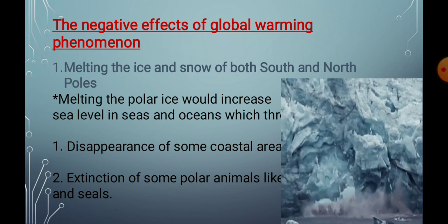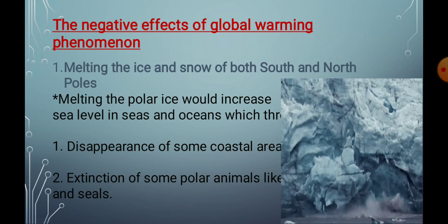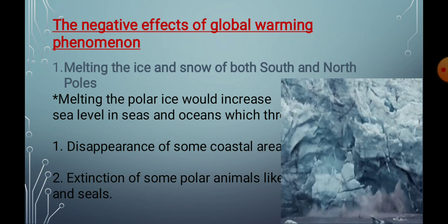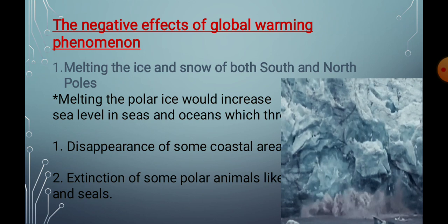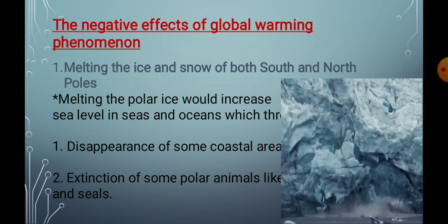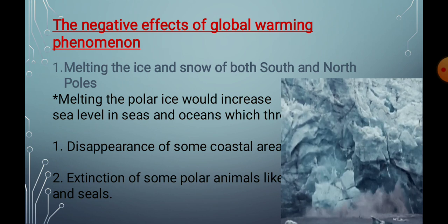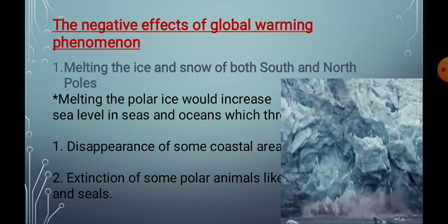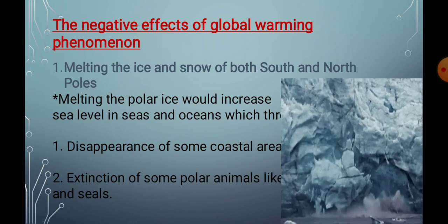Number one, melting the ice and snow of both the South and North Pole. Melting the polar ice would increase sea level in seas and oceans. Number one, disappearance of some coastal areas. Number two, extinction of some polar animals such as polar bears and seals.